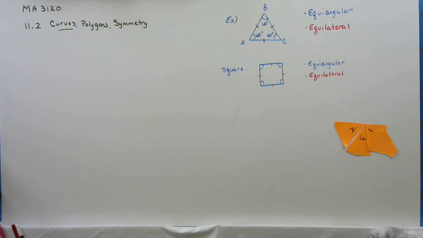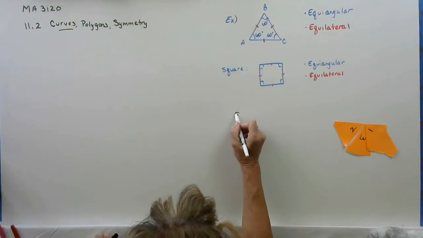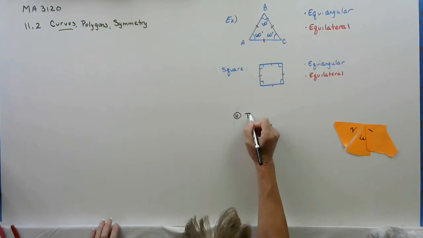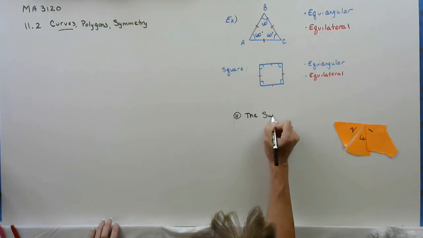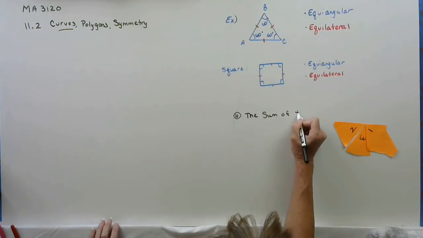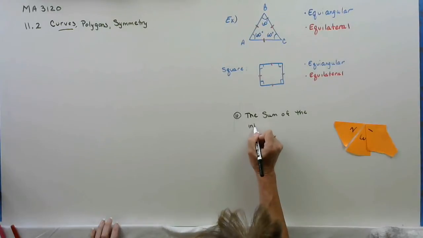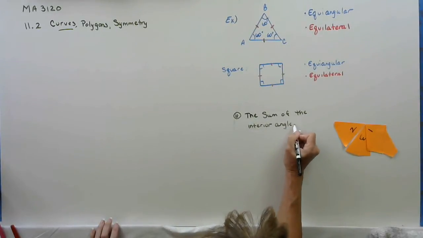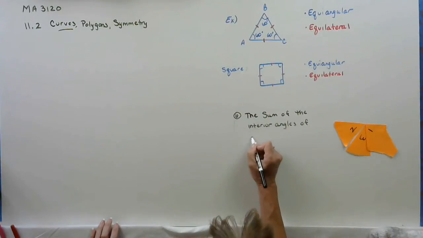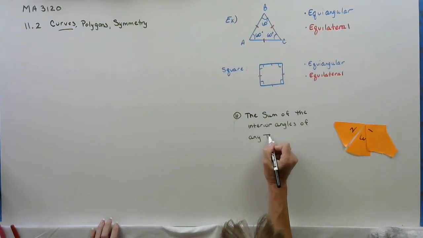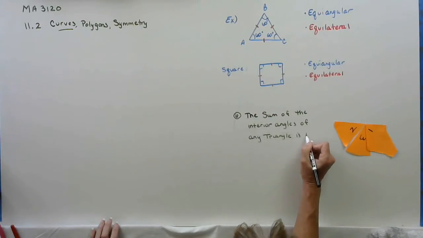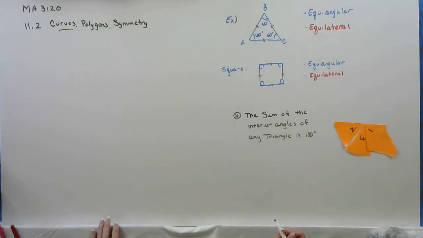Okay, so I'm going to make a note of that. Note. The sum of the interior angles of any triangle is 180 degrees.